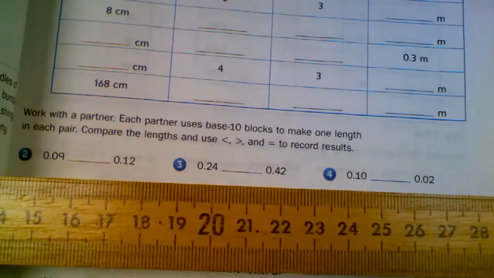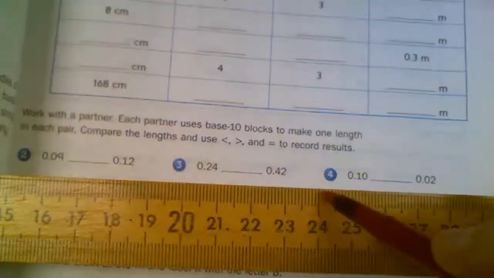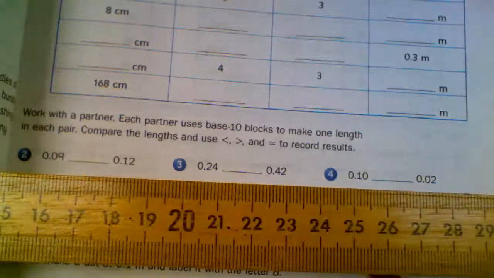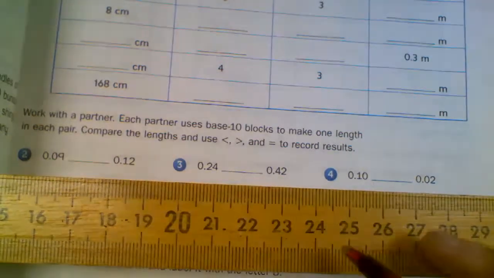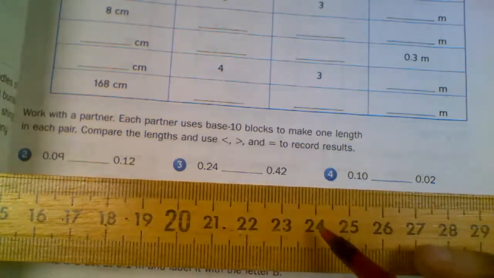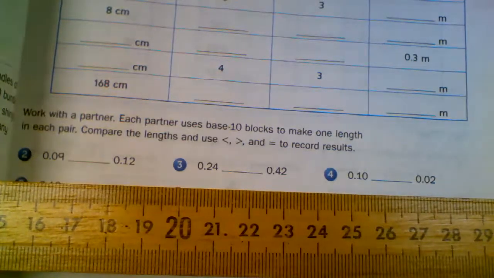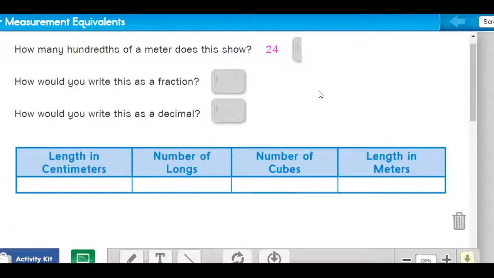Okay, right now I've got our meter stick up. We're looking at this spot that says 24, okay? Our question is that we are going to answer here. So we've got 24 centimeters on the dot. We're going to answer our question for our next slide here. Okay, so 24 hundredths here on a meter stick would be 24 centimeters.